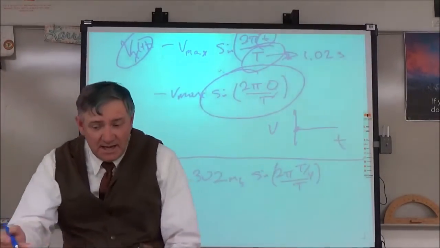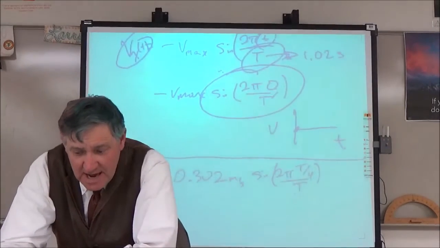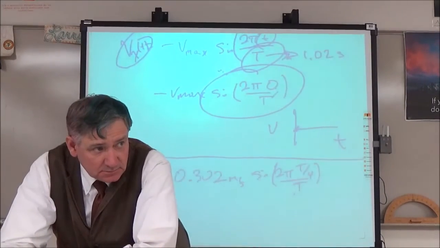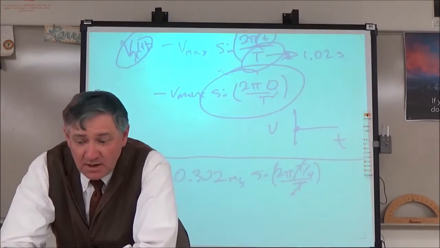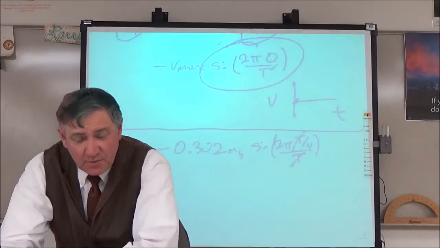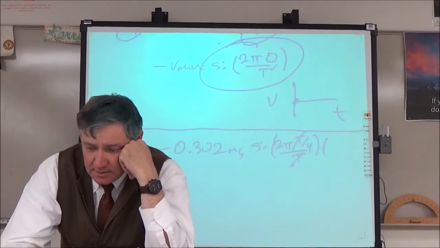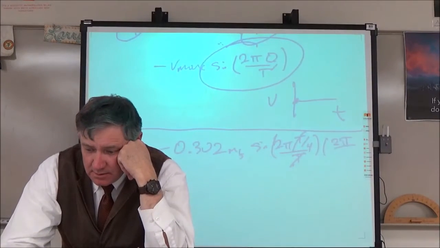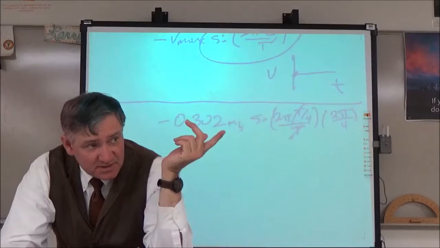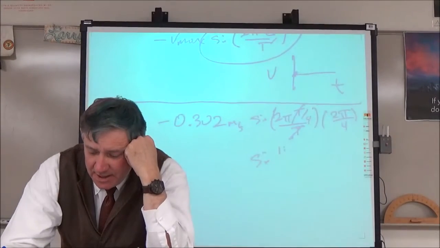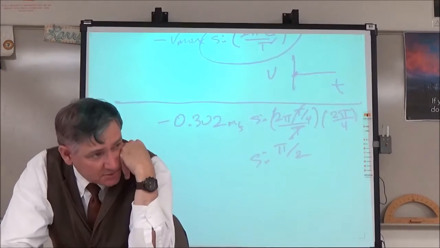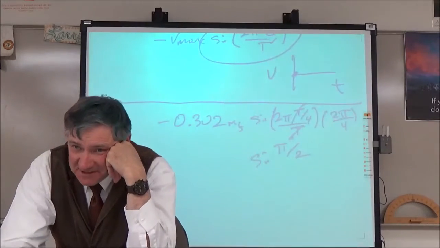When I take this, what's going to happen to my t's? They cancel out, right? So what I'm left with is 2 pi over 4, which reduces down to what? Pi over 2. Sine of pi over 2. That's 1. There you go.